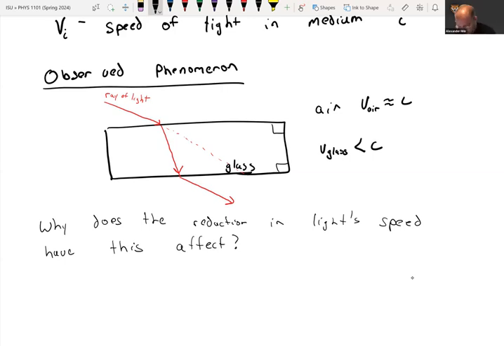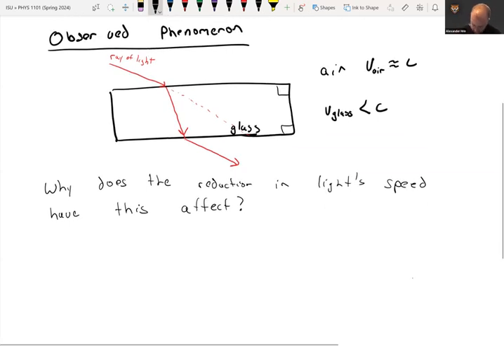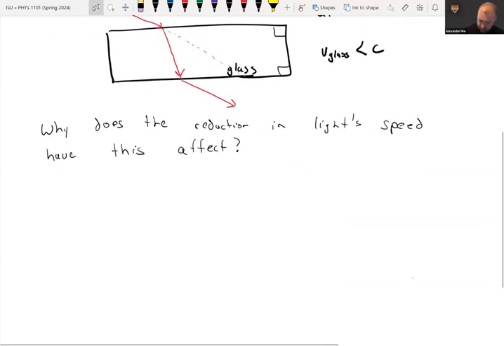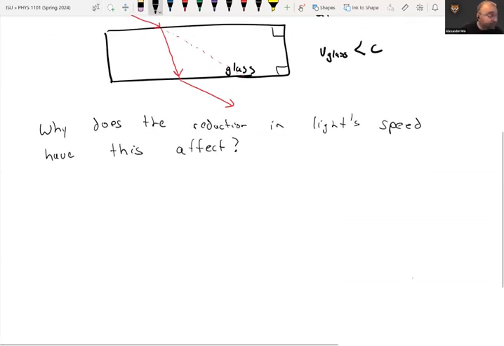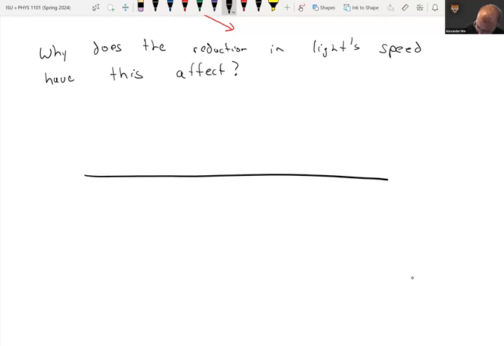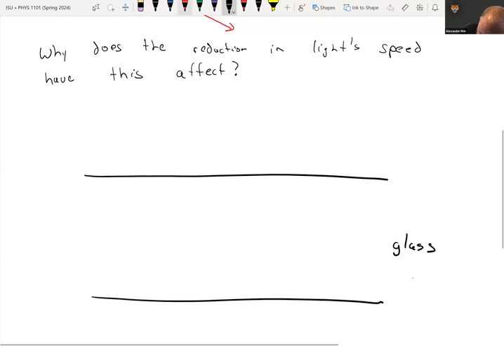Now, I want to do another diagram of this. I'll try and make it a little bit longer and hopefully a little bit bigger. But let's just say we have glass and we're going to have a beam of light coming in. I will try and do it as straight as I can. It's not perfect, but we have a beam of light coming in.